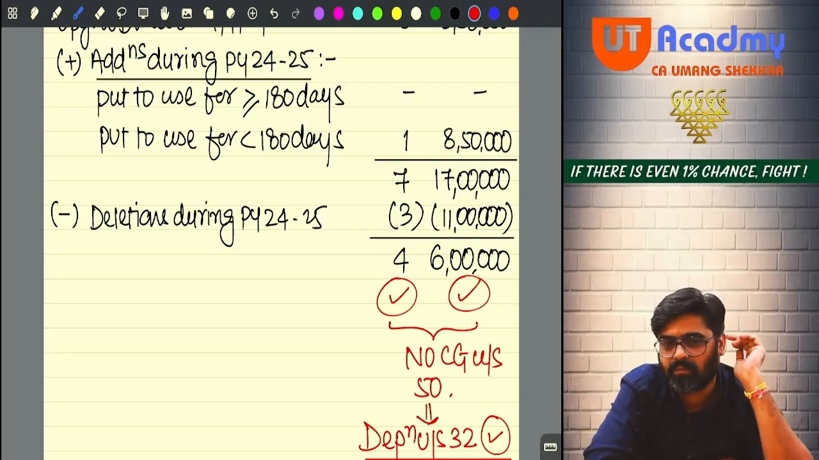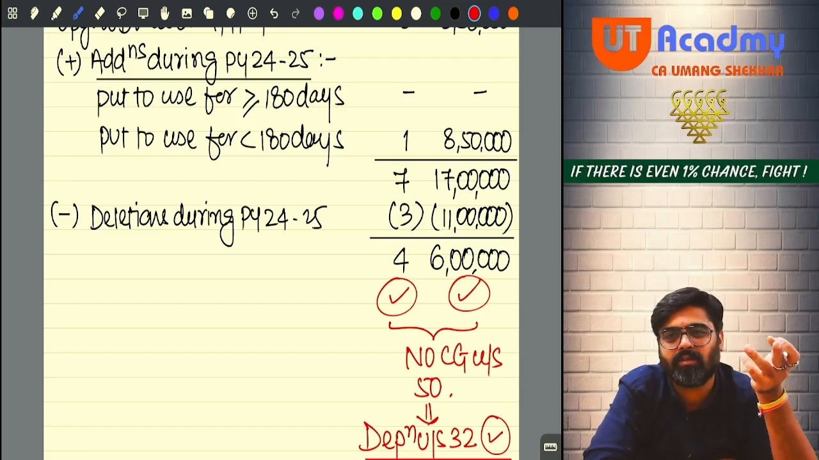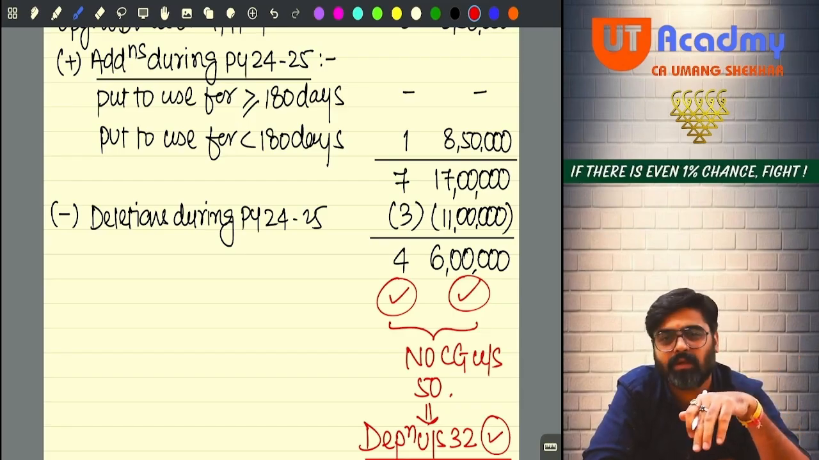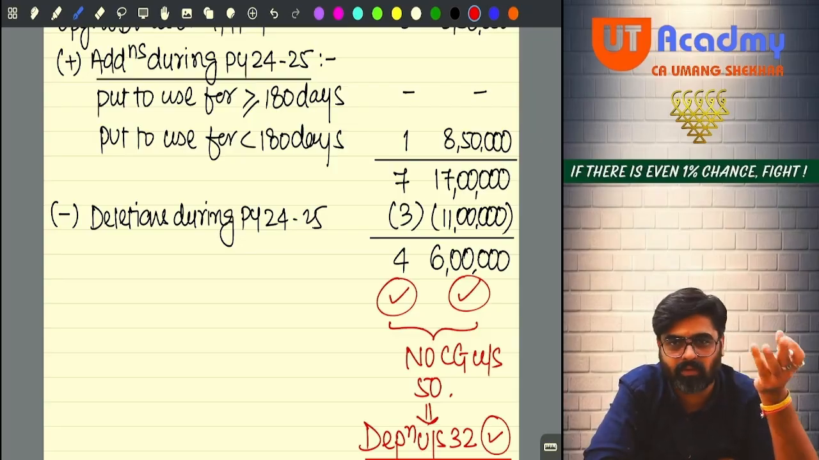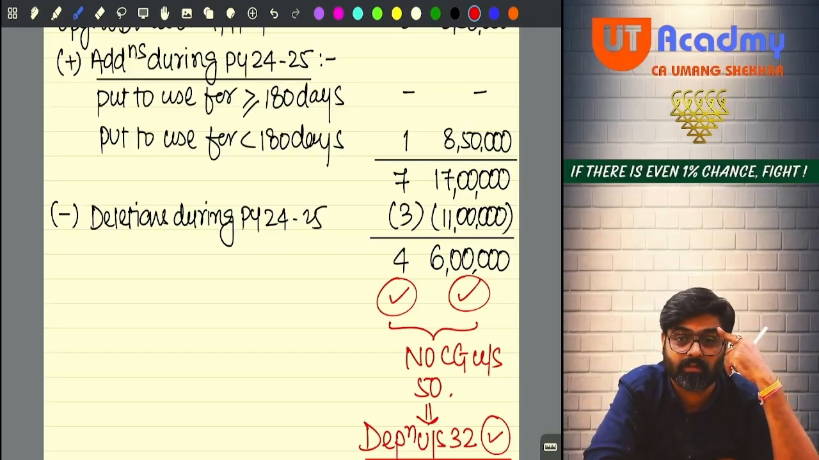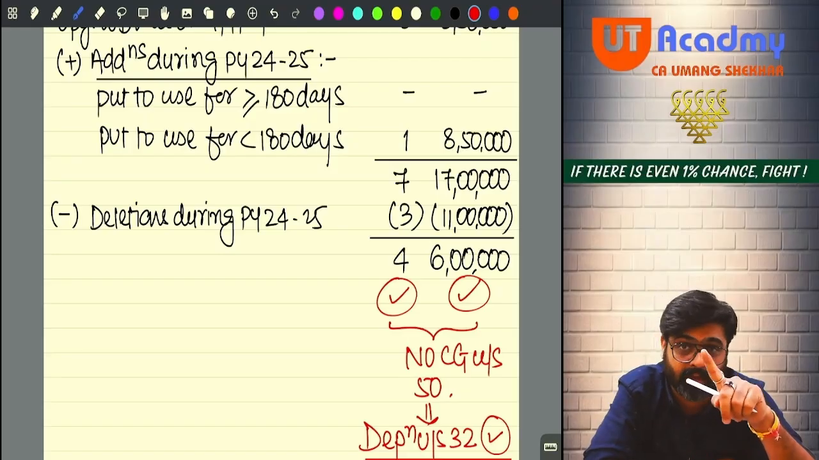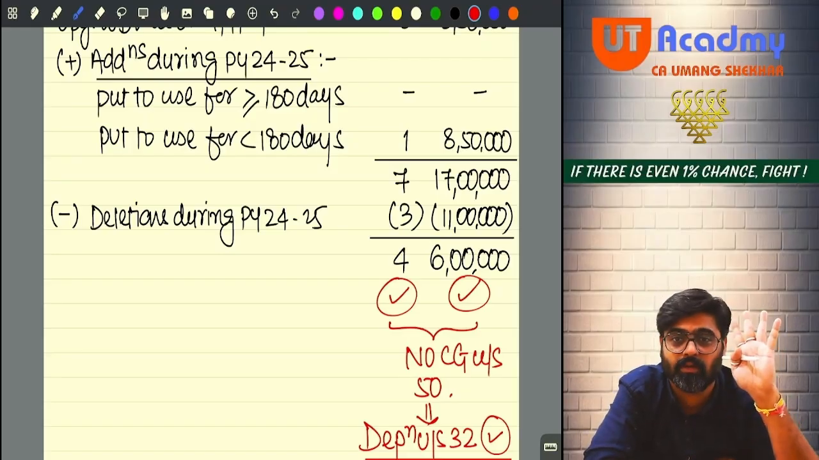Additional is not there. Why not? Because it is nowhere mentioned that the assessee is in manufacturing or power business. If that was the case, we would have taken the additional depreciation also. And even if it was given that the assessee is doing manufacturing business but following 115BAC, then also the additional would not have come, but the normal would have come. Normal will come on the balance.